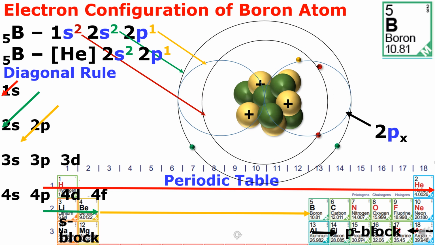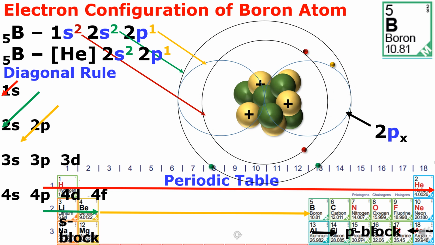For boron, the electron configuration is 1s2, 2s2, 2p1. The first two electrons fill the 1s orbital, the next two fill the 2s orbital, and the fifth electron occupies one of the three 2p orbitals, which has a dumbbell shape. In a main energy level, there are three p orbitals commonly designated as px, py and pz, which are distinguished by their orientation along the x, y and z axes respectively.